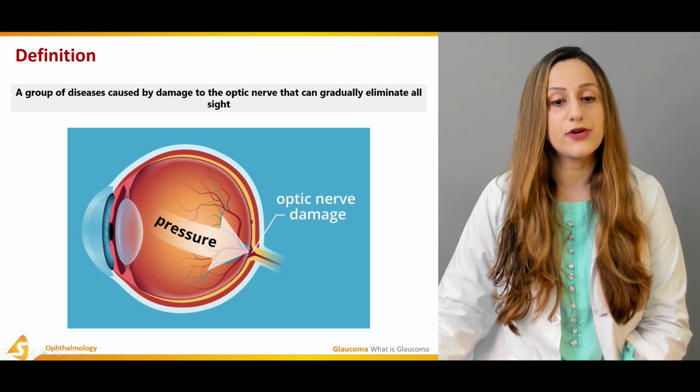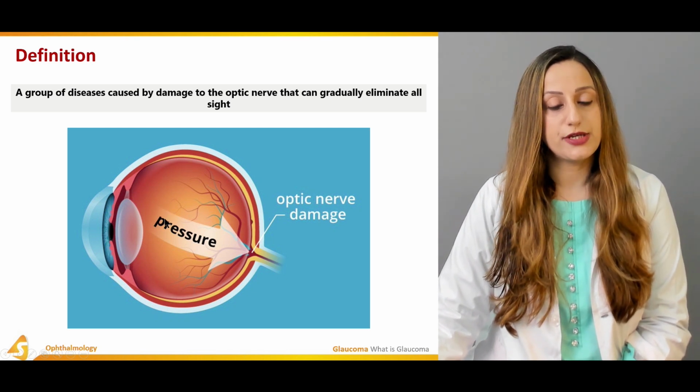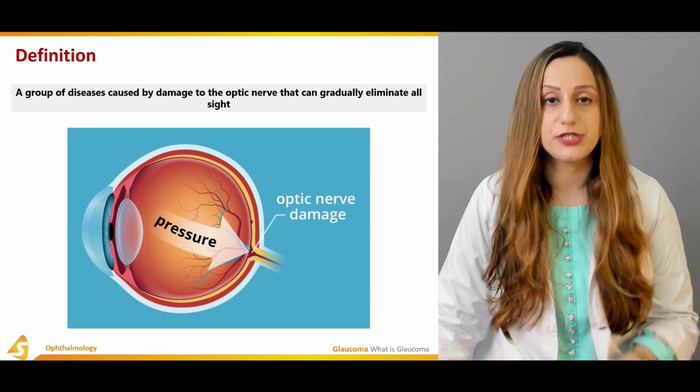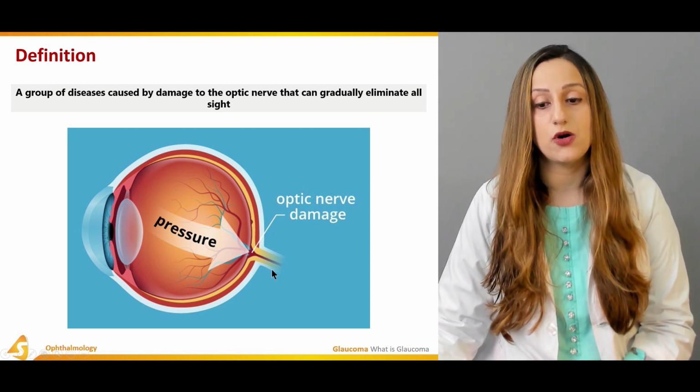As seen in this diagram, you can see that the rise in the intraocular pressure over here is going to put pressure on or is going to traumatize the optic nerve. That is going to result in permanent damage to the optic nerve.